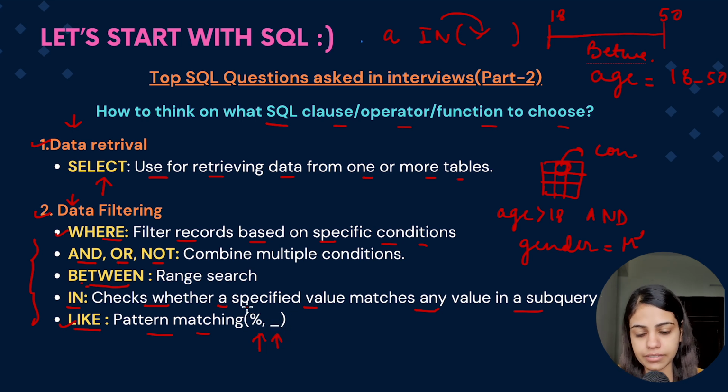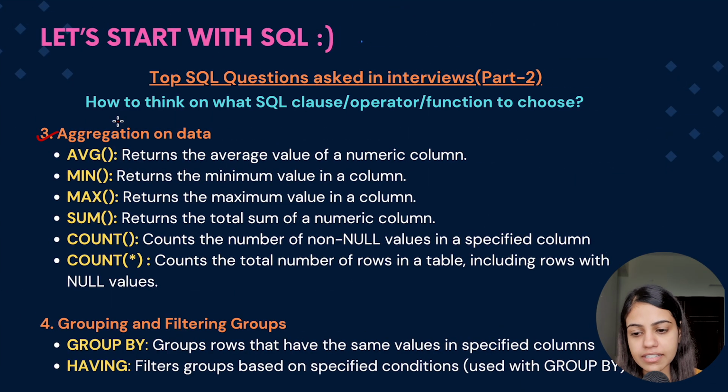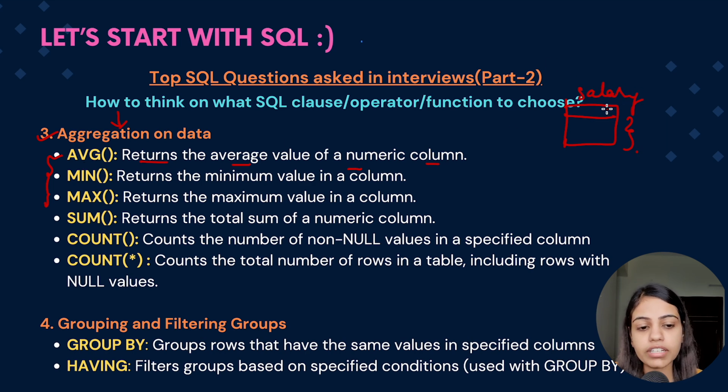Now coming to the next scenario, that is aggregation on data. Whenever we want a single value for multiple rows, we use aggregation. So what are all these aggregations? First is average. It returns the average value of a numeric column. If there is a column in a given table and we want the average of that column, we use average. Consider there is a salary column and I want the average salary; it will find the average for the entire set of rows present here.